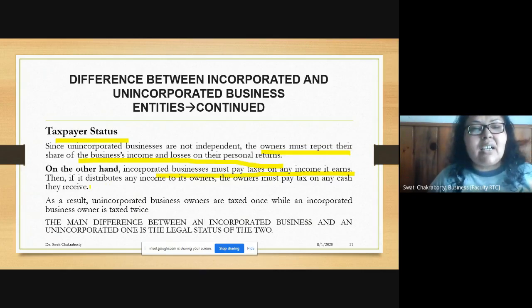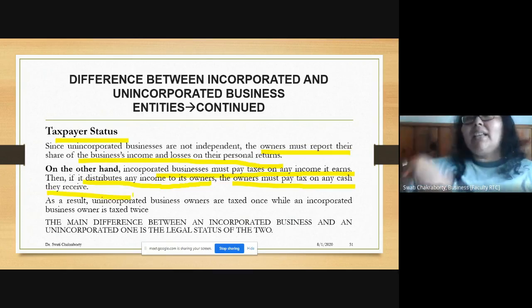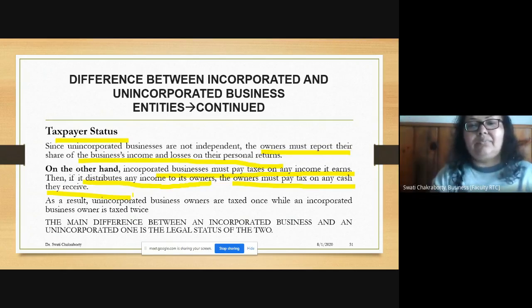If it distributes any income to its owners, the owners pay tax on any cash they receive. They do not have to pay for the entire thing. If they're getting any returns, like dividends, they pay tax on that.